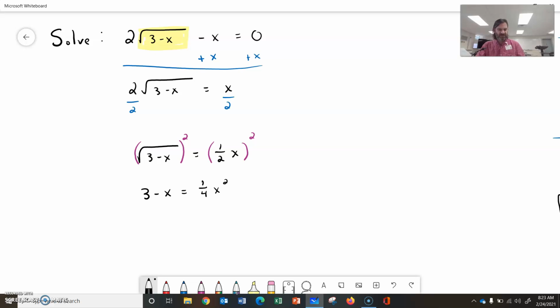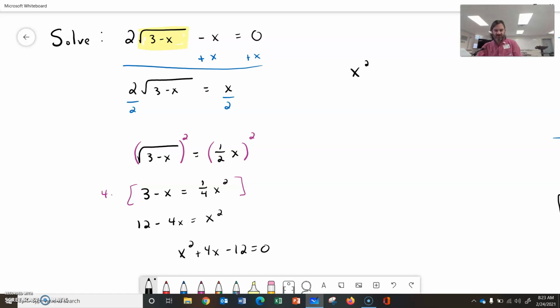This is where I maybe didn't need to really divide by that 2, but I'm going to multiply everything by 4 just to get rid of that fraction there, and then I'll work from there. So if I multiply everything by 4, I'll have 12 minus 4x equals x squared. I'm going to pull everything to one side. X squared, excuse me, that's not one side. X squared plus 4x minus 12 equals 0.